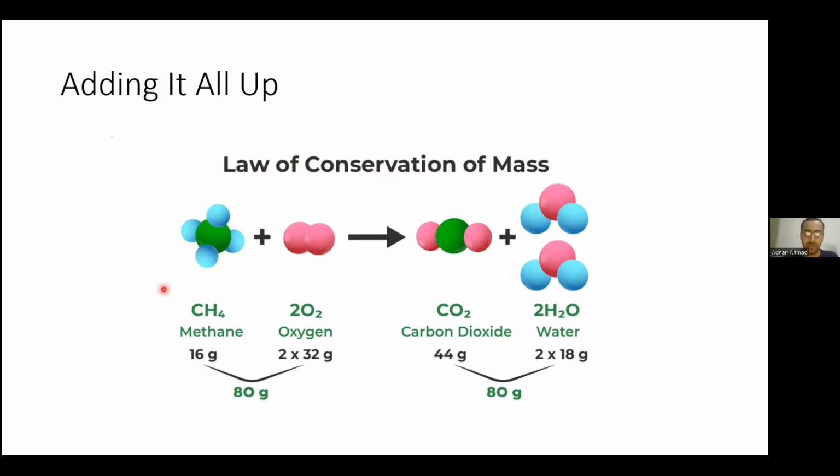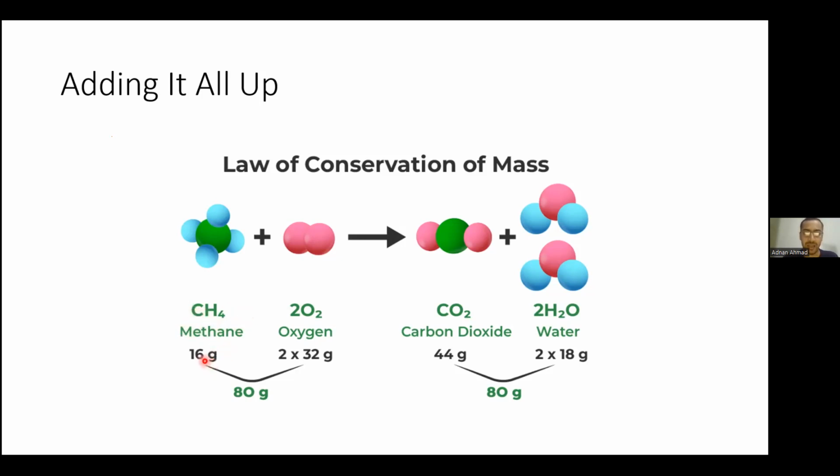If you look here, we have methane, CH4. And what is the molecular mass of methane? It's 16 grams. How do we calculate that? We add the atomic mass of carbon, which is 12, and we add 4 times the atomic mass of hydrogen, because we have 4 hydrogens, and the atomic mass of hydrogen is 1. So 12 plus 4, we get 16.